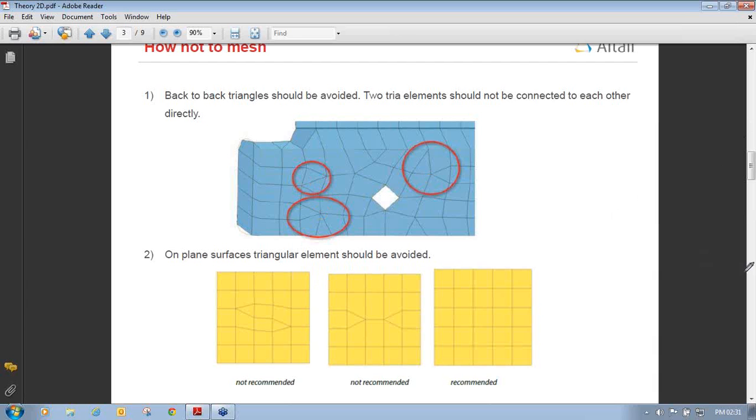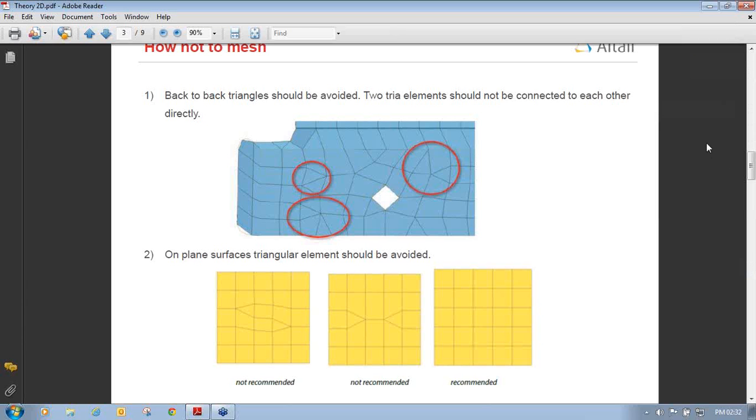Then on plane surfaces, triangular elements should be avoided, because there is an industry standard that if you are having a sheet metal part and if you are doing a quad meshing, then only 5% of tria elements are allowed. So if you are having a planar region for meshing, you can avoid tria elements as much as possible. So in planar regions, the tria elements should be avoided.